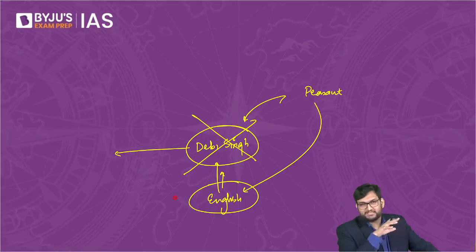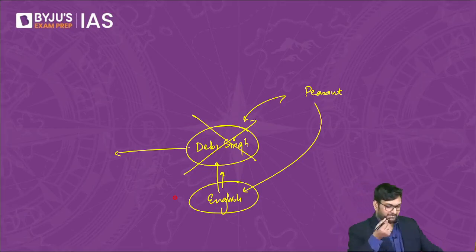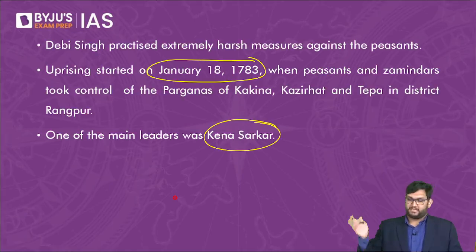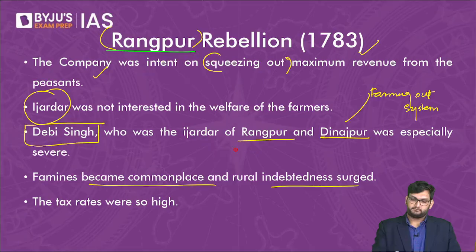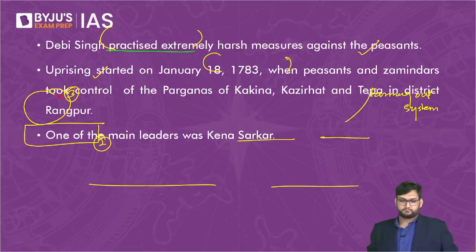So out of this discussion, you just have to remember Rangpur, Kena Sarkar and Devi Singh, that's it. And the main reason being the concept of Ijdari. But this is a very good example of how things were masked in a way. So I think Rangpur should be clear. Kena Sarkar 1, Devi Singh 2, 3 Ijdari system. Any issue? No, this is the easiest out of all three. Not a very big one with regards to that.